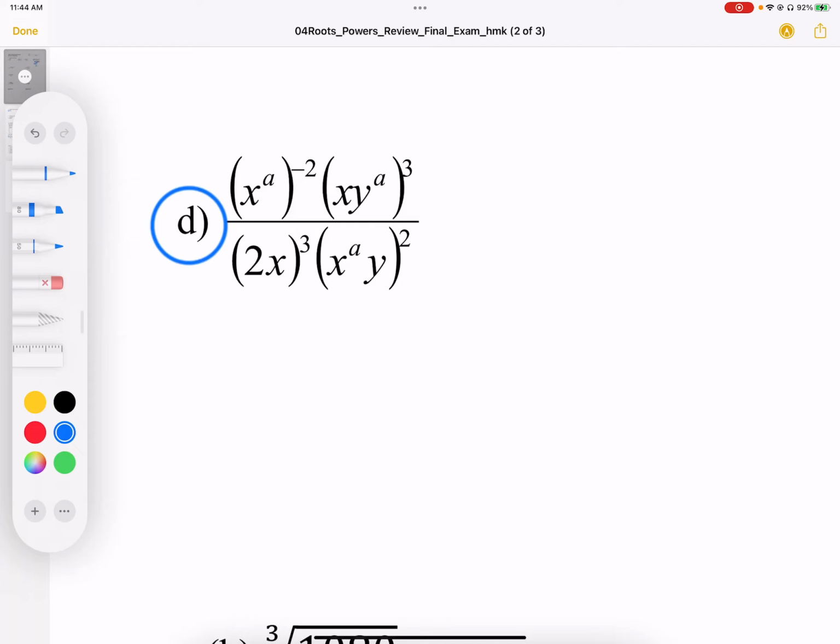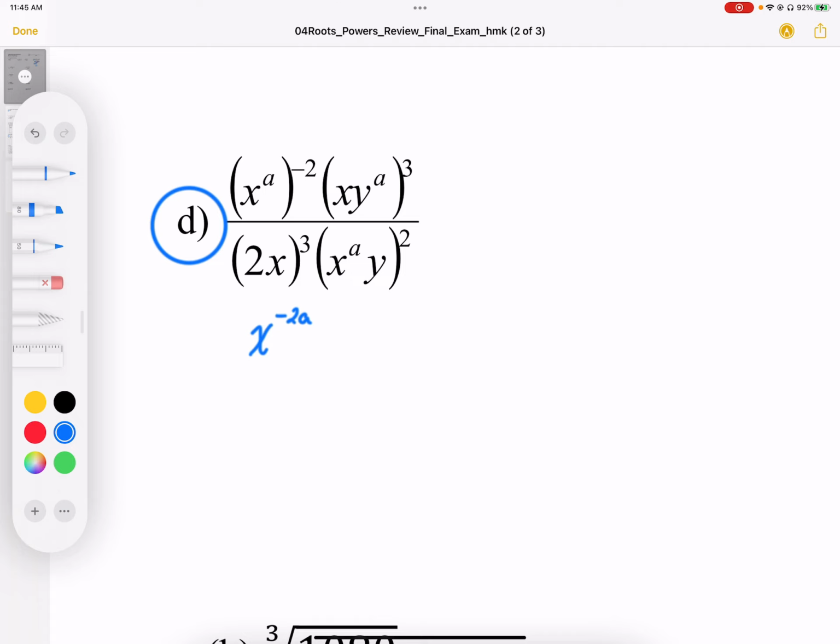2D is an exponent problem where we have variables. So we just need to make sure we understand how to group these things and group them together. In this case here, we have x to the power a, and we have -2 groups of those. So we're talking about multiplication here. So this becomes x, we multiply power to power, we end up with -2a.